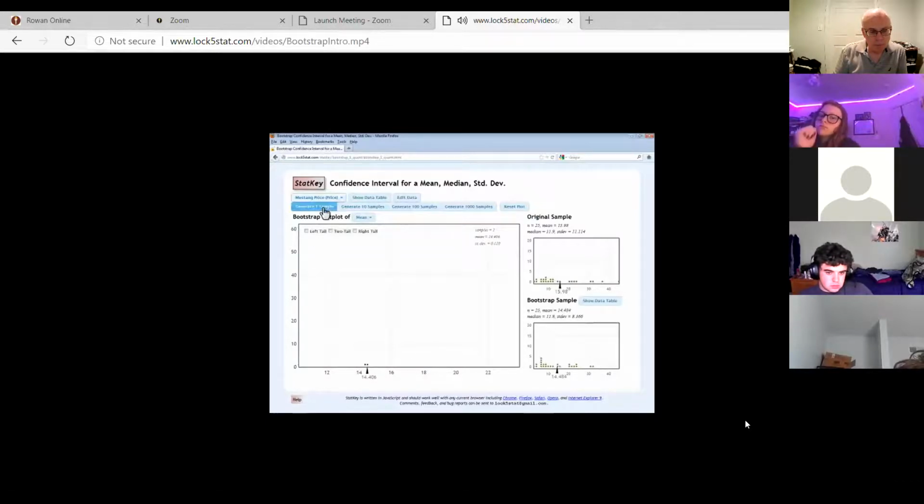We can generate another sample. We get this one, 16.38. We see that plotted here. We can generate another one, and another, and several more. You can hover over any of these and see the bootstrap sample that gave rise to that bootstrap statistic, that bootstrap mean. Okay, let's generate 1,000.